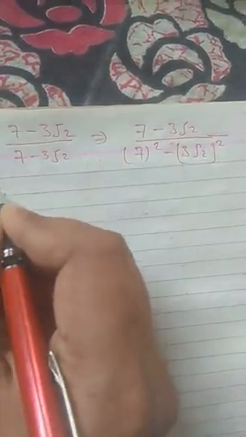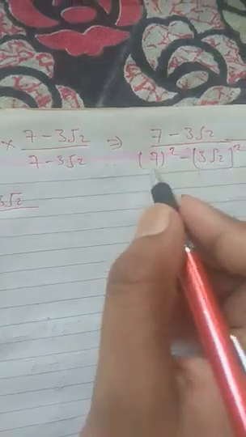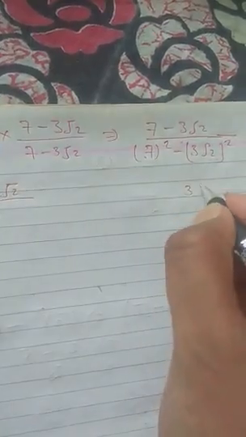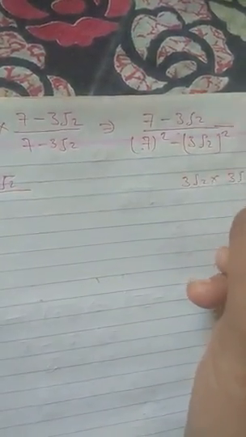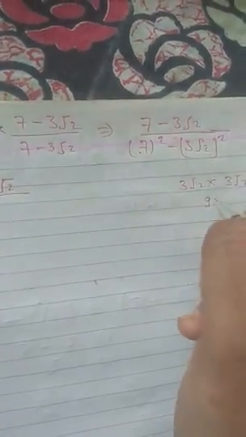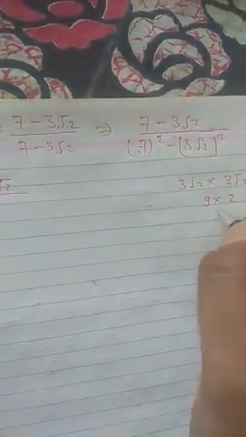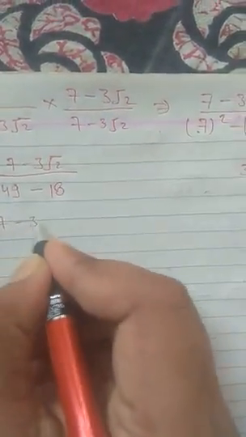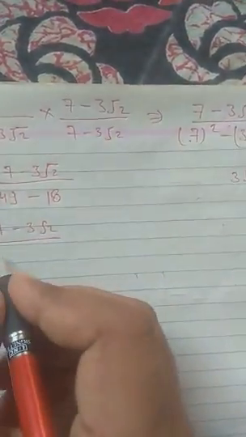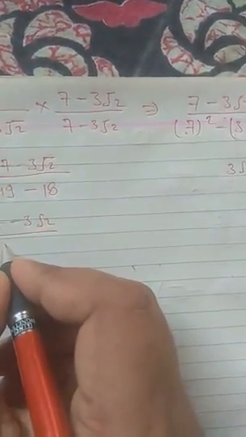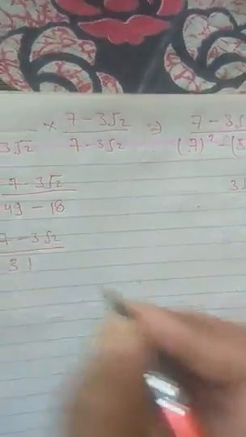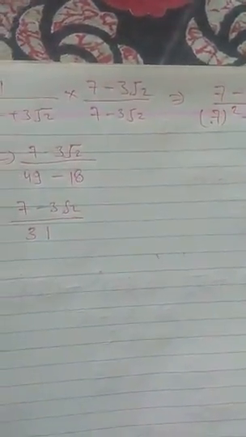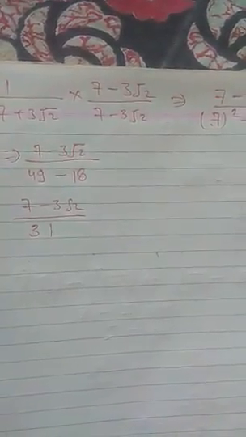In the numerator you will have the result 7 minus 3 root 2, upon, in the denominator, 7 square which means 49 minus 3 root 2 whole square. 3 root 2 whole square means 3 times 3 is 9, and root 2 into root 2 we know is 2, so 9 times 2 is 18. So 7 minus 3 root 2 upon 49 minus 18, which results in 31. So this is the required result.